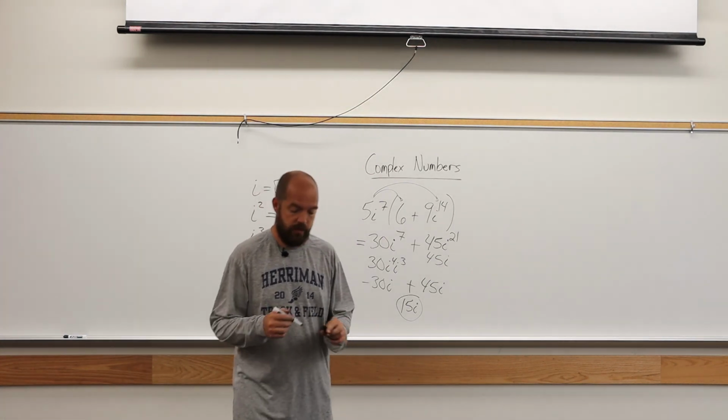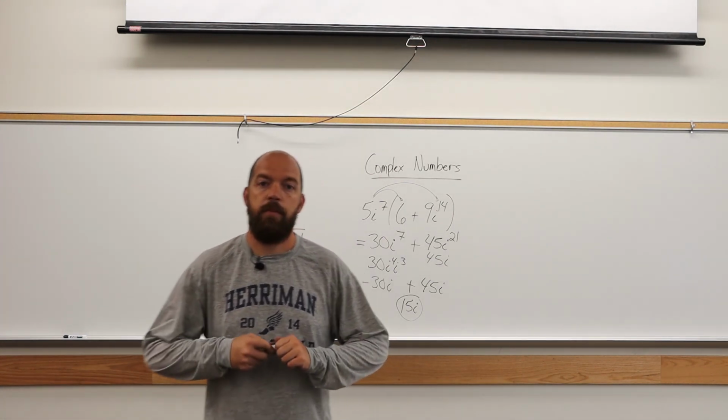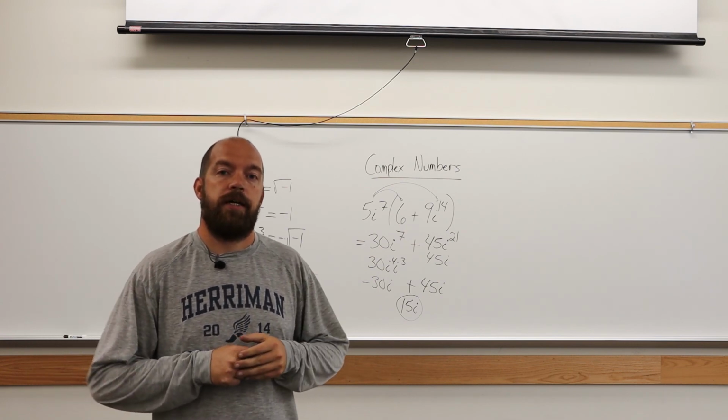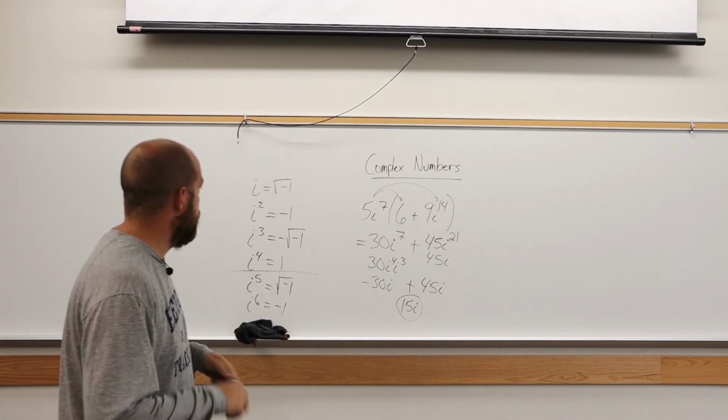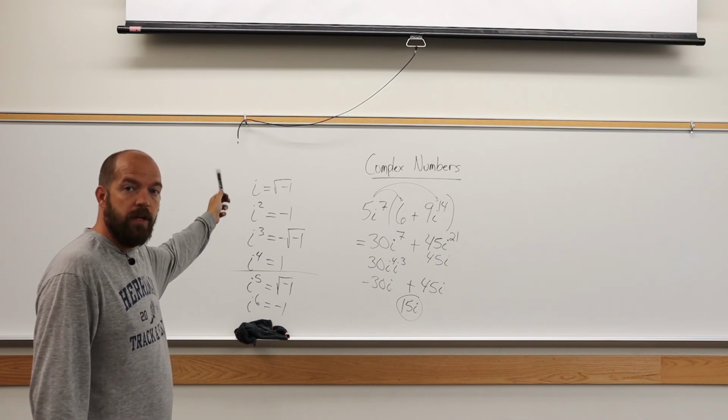So hopefully that made some sense. Just a quick little explanation on complex numbers and imaginary numbers, how to multiply them and how to simplify when you have something more than i to the 4th.